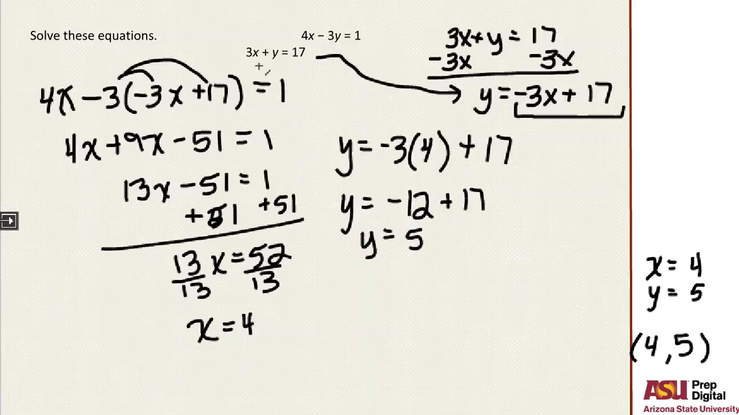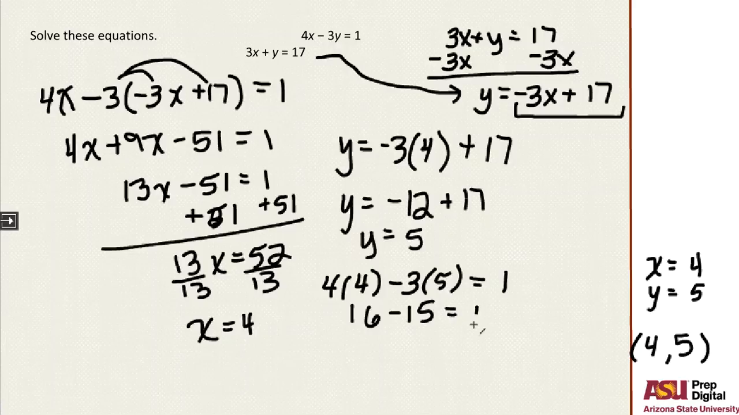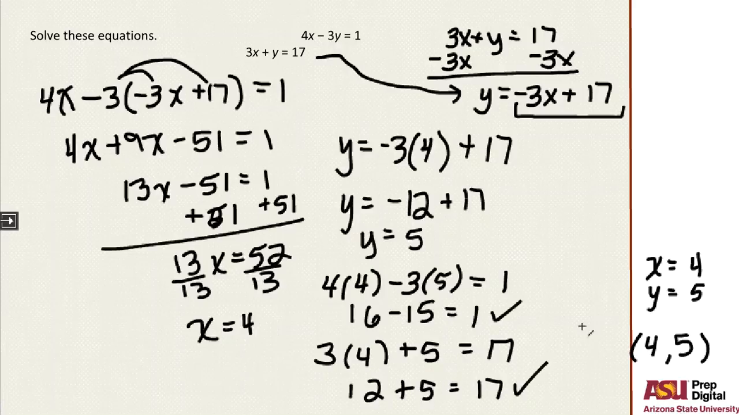I know my answer. Last thing I'm going to do is go ahead and check. Using these original two equations with now 4 and 5, I want to make sure I get true statements. So my first one, 4 times 4 minus 3 times 5, does that equal 1? Well, that gives me 16 minus 15, so yes, that equals 1. And for my second equation, 3 times 4 plus 5, is that equal to 17? Well, that gives me 12 plus 5, so yes, it is equal to 17. So now that I've checked, I know for sure these are the correct answers.